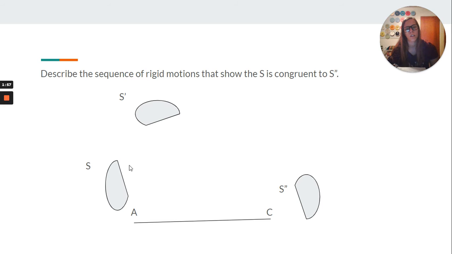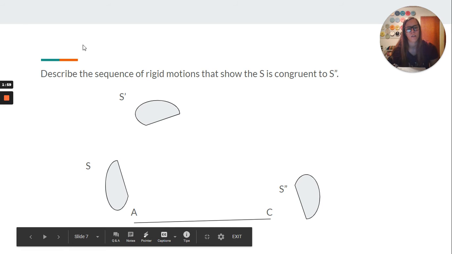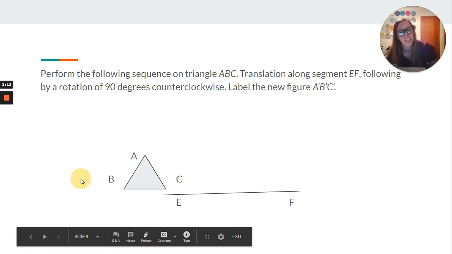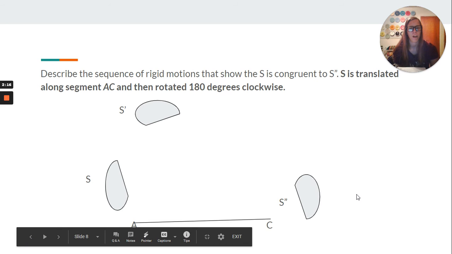Now, finally, how can we describe that S is congruent to S double apostrophe? So again, we have a change in our segment, but S is translated along AC and then rotated 180 degrees clockwise. Notice it's basically a flip, okay? So we can show that all three of these shapes are congruent shapes.